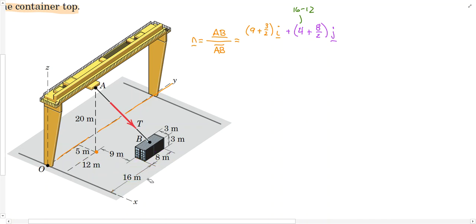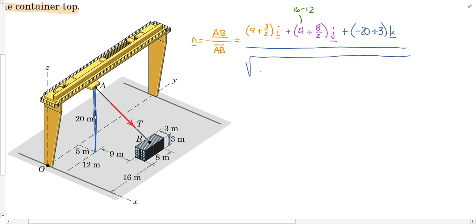Okay. The last piece that I have to do is the k. In the k direction, if we think about going from A to B, I can go all the way down by 20, but then I would go back up by a distance of 3. So this is going to be plus minus 20 plus 3 in the k. And we can divide this by the square root of all the terms in the numerator squared.